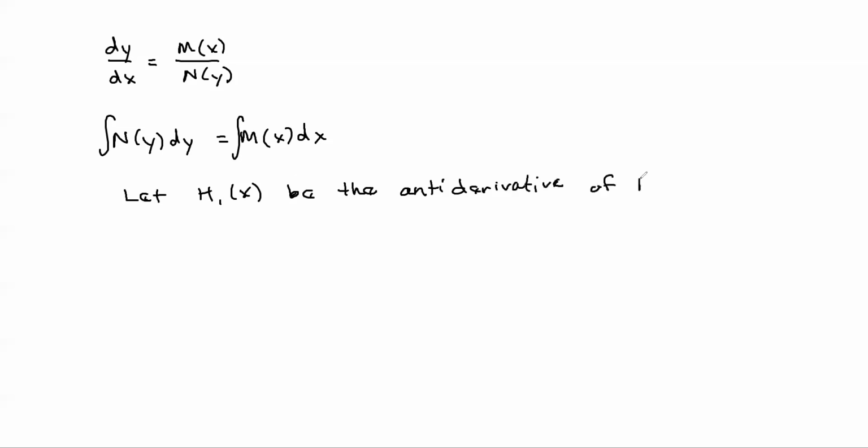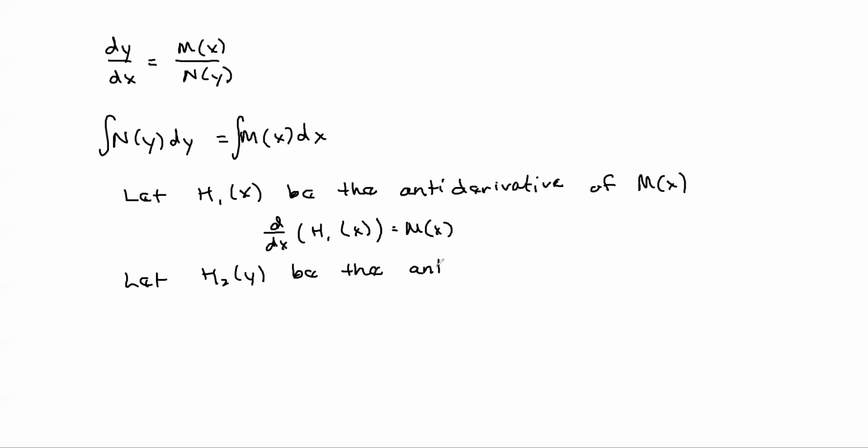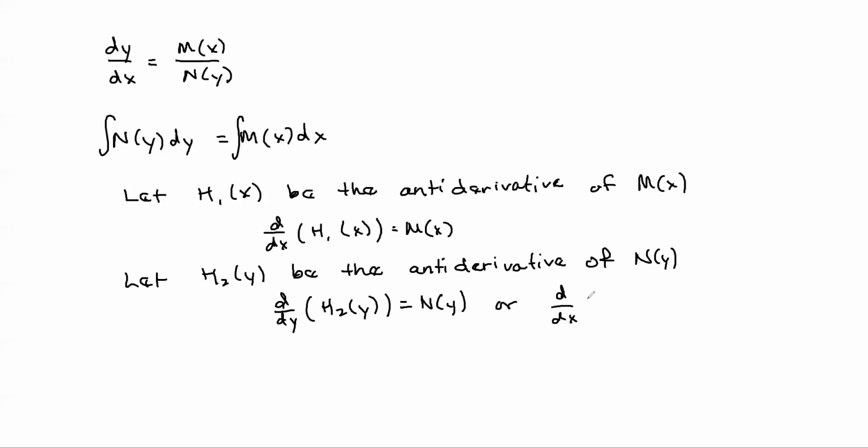of m of x. In other words, h1 of x is the function that we would differentiate to get m of x. So the derivative with respect to x of h1 of x equals m of x. And then we could say, let h2 of y be the antiderivative of n of y. In other words, the derivative with respect to y of h2 of y equals n of y, or the derivative with respect to x of h2 of y would equal n of y times dy/dx.